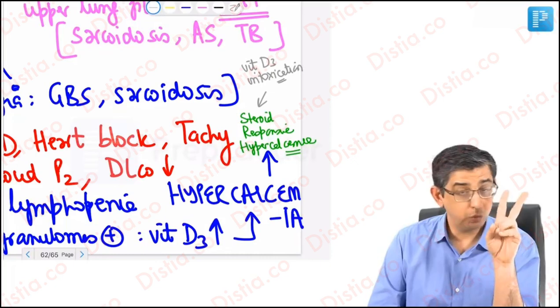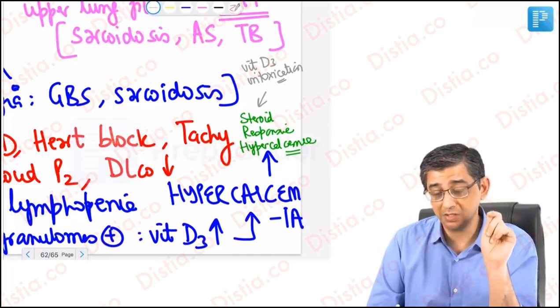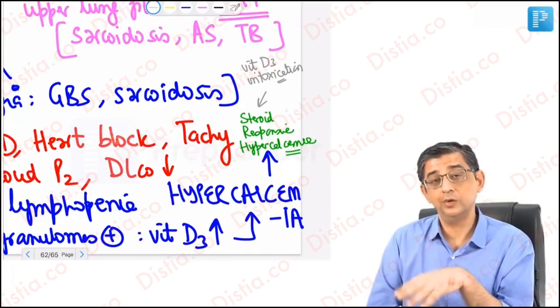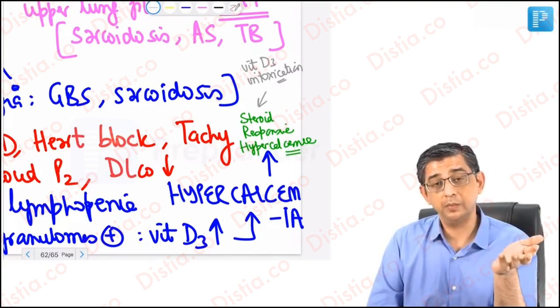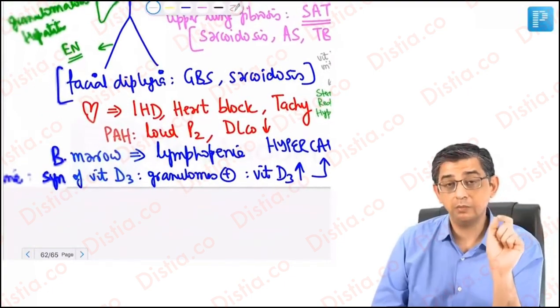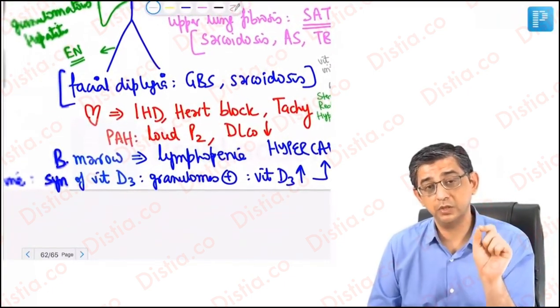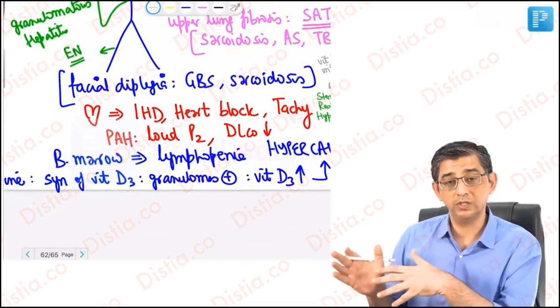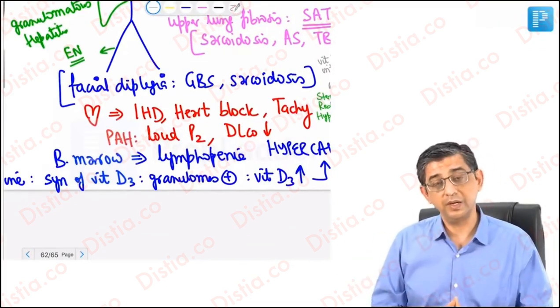So I have today taught you two examples of steroid responsive hypercalcemia. One is sarcoidosis, the topic of interest. Second is vitamin D intoxication. And hypercalcemia must be remembered as an endocrine manifestation of the disease because it is usually given towards the end. We tend to neglect the finding.